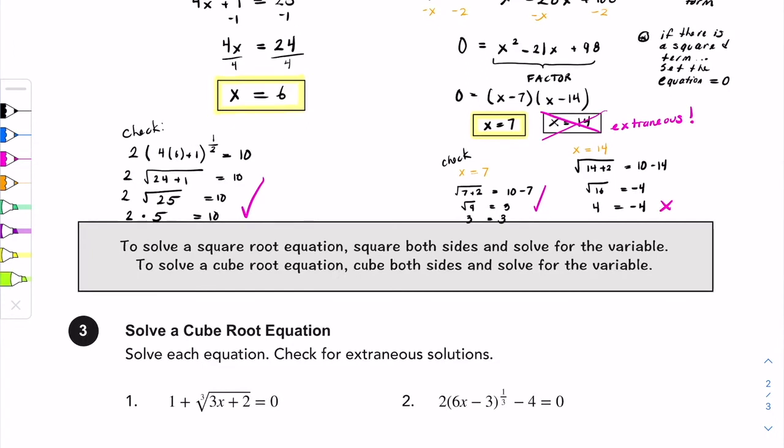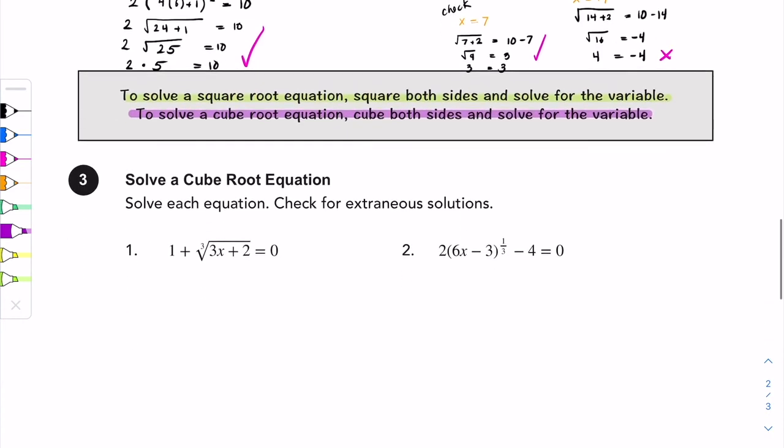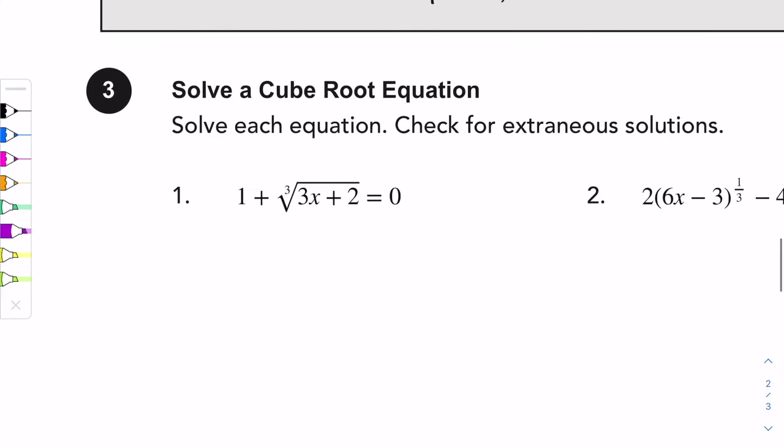Okay, so we just went over square root examples, and to do that, we squared both sides and solved for the variable. Next, we're going to go over cube root equations, and in this case, we cube both sides and solve for the variable. So for number one, just to point out, you can see this is a cube root, so make sure you always notice the difference. But the solving process is the same.